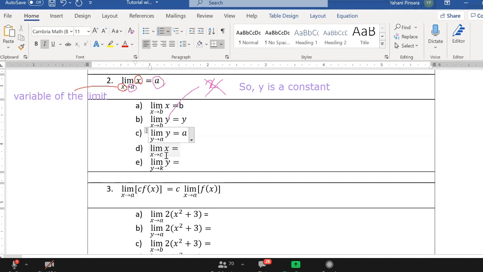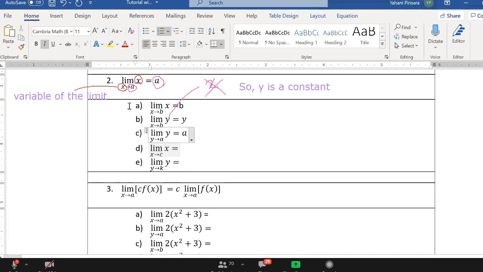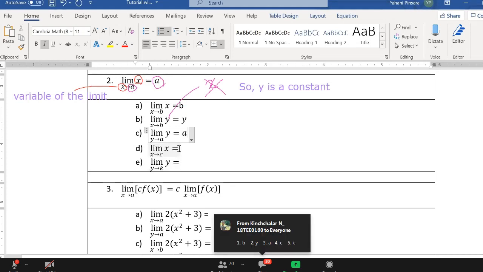Then here x is in this function, right? So this is not a constant. This is a variable. Right? So x approaches to c. So when we apply this second rule, which is limit of x when x approaches to a, the answer is a. Right? So here instead of a we have c. So the answer should be c, approaching value which is c.